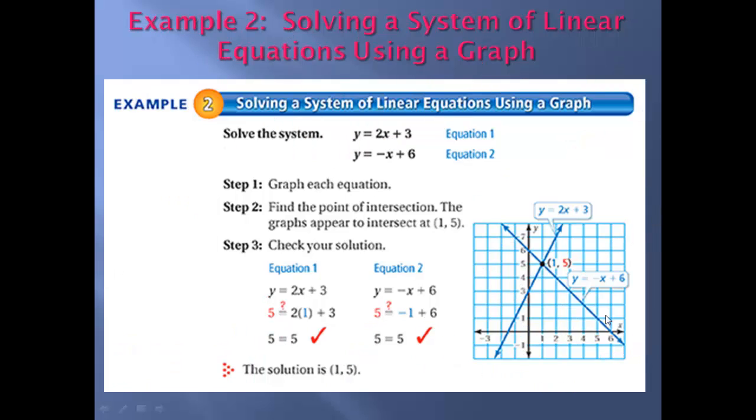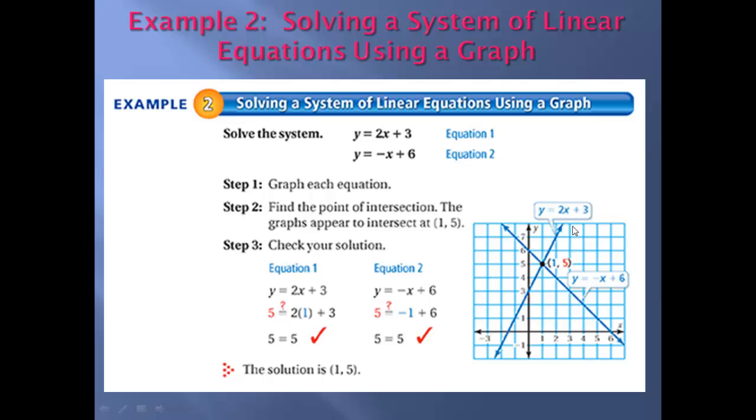Now we're going to look at our second example. We're solving a system of linear equations using a graph. We want to solve the system y equals 2x plus 3 and y equals negative x plus 6. The first step is to graph the equations. Once we've graphed our equations, we will find the point of intersection. So we'll graph both equations.